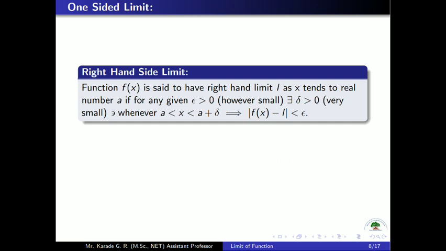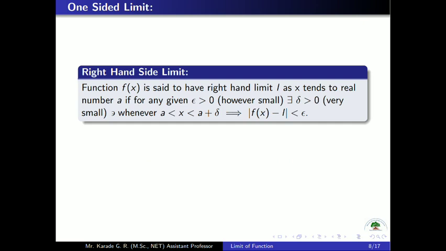Now let us define the right hand side limit. Function f of x is said to have right hand limit L as x extends to real number a if for any given epsilon greater than 0 however small there exists delta greater than 0 very small such that whenever x is greater than a and less than a plus delta, this must imply mod of f of x minus L is less than epsilon. But the geometrical meaning is once again very simple.